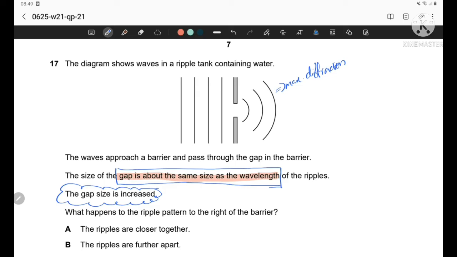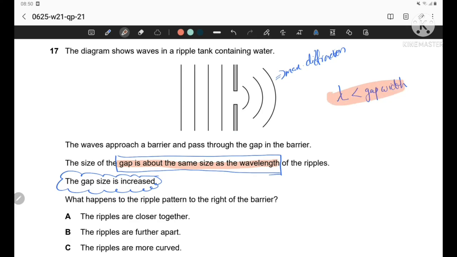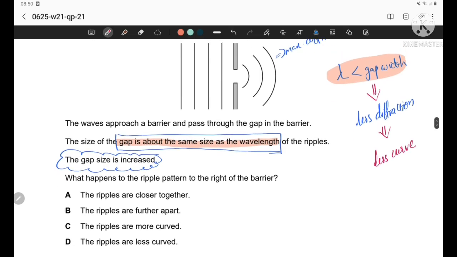So when the gap width is increased, the wavelength will be smaller compared to the gap width. So the diffraction amount won't be maximum. That means in this case the amount of diffraction will reduce, which will cause less diffraction. Less diffraction means less curve. So the correct answer is option D. The ripples are less curved.